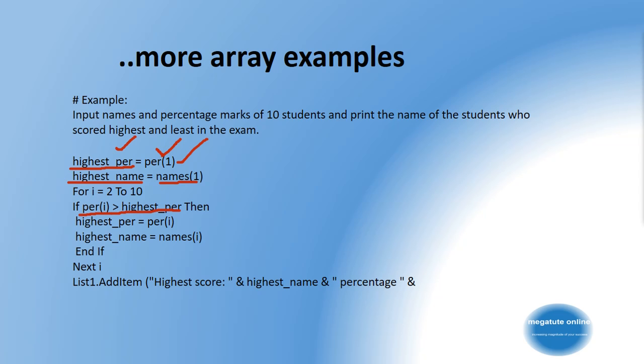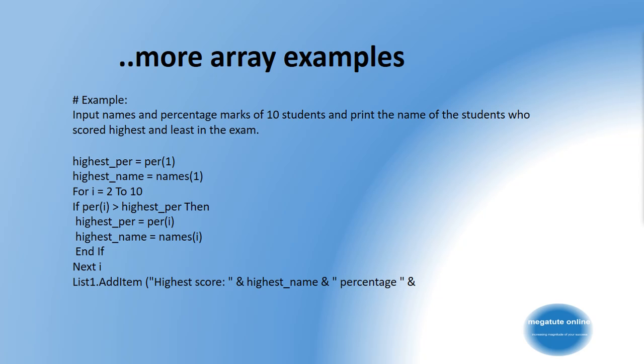So if this condition happens, then into the highest percentage variable, I'm storing that particular percentage which is higher than the highest assumed. And similarly, the highest name will hold the name of the student who has scored higher than this assumed one. And once the loop ends, when the whole 10 elements are checked, I can print it out. The highest score name is this, and percentage is this. I'll print the highest scorer name and percentage together.